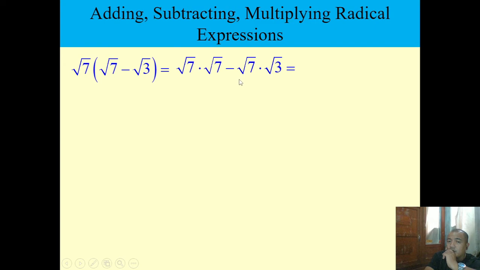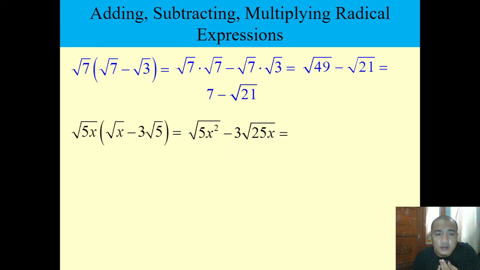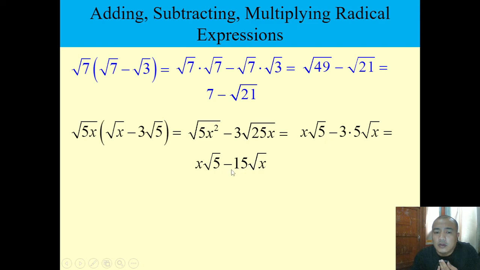Square root of 7 times square root of 7 minus square root of 7 times square root of 3. So it becomes square root of 49 minus square root of 21. So the answer is 7 minus square root of 21. You cannot simplify square root of 21 anymore. Also, distributive property. Square root of 5x squared minus 3 times square root of 25x. Okay, so here we get the square root of x squared, x square root of 5 minus 3 times 5, 15, minus 15 square root of x. Here is the answer. We cannot simplify that anymore. They are unlike radicals.